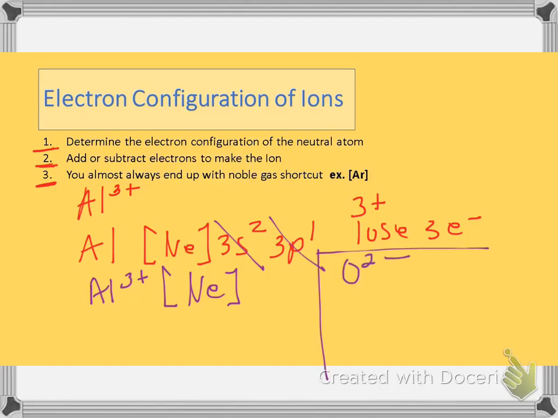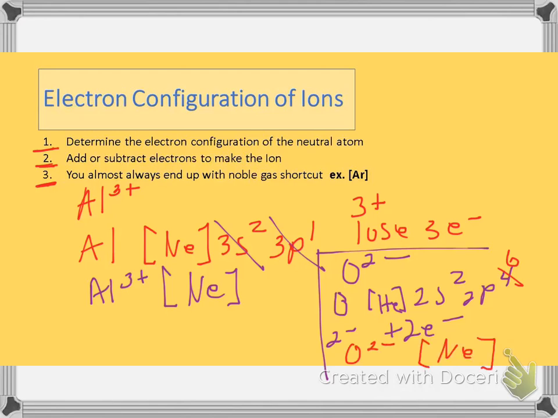Let's take a look at one more. Let's take a look at the oxygen 2- ion. Oxygen is the same as helium with a 2s2, 2p4. If I have a 2- charge, I must have gained 2 electrons, so I add the 2 onto the 2p to make it 2p6. And now what I have is the same thing as a neon configuration. So pretty easy to do.